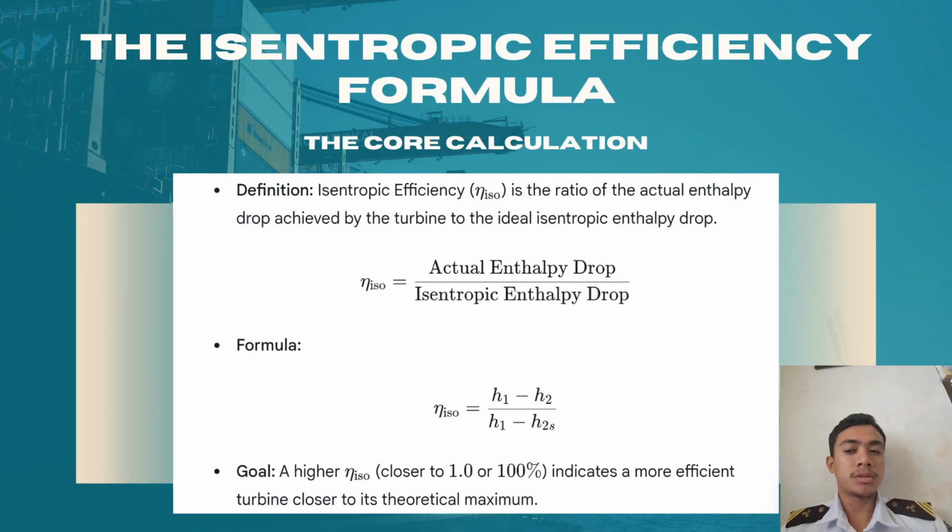The isentropic efficiency formula. Isentropic efficiency is calculated as a simple ratio: actual work output divided by the ideal isentropic work output. The ideal work is defined by the maximum energy drop, H1 minus H2, possible if the steam expansion were perfectly isentropic. Since the mass flow rate is the same for both the numerator and the denominator, it cancels out. We are left with the final and most critical formula.